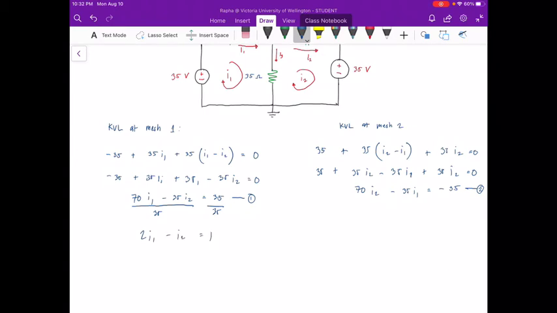Then over here, dividing also by 35 because that's the common multiple, we have 2I2 minus I1 is equal to negative 1. So let's isolate I1. I1 is equal to 2I2 plus 1. Let's substitute it into the first equation.